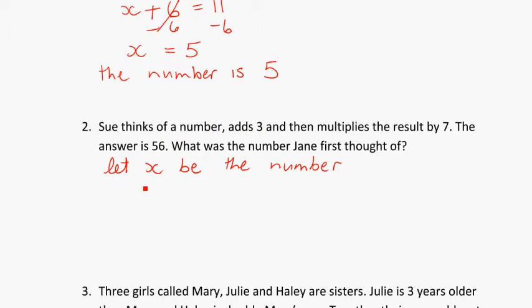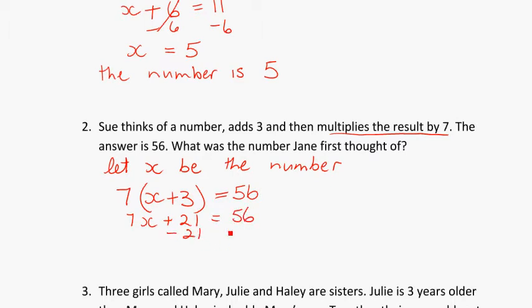She thinks of a number, she adds 3. x plus 3, and then multiplies the result by 7. So that has to be done first. Now I could go times 7, but in algebra when you multiply a bracket you put the number in the front and you don't need the times sign. And the answer is 56, and there we have our equation. Okay, expand the bracket. 7x plus 21 equals 56.